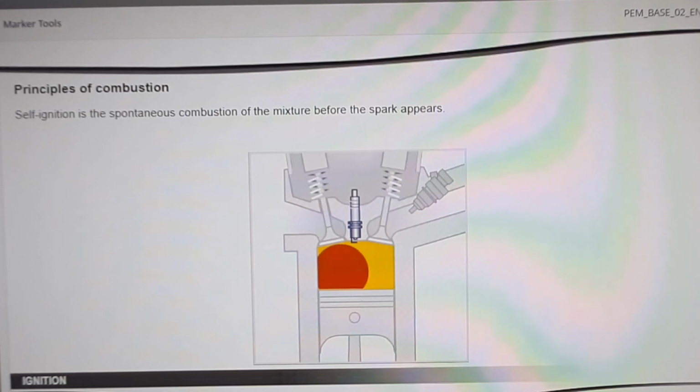Self-ignition is the spontaneous combustion of the mixture before the spark appears. Self-ignition is caused by excessive compression, which raises the temperature of the mixture above the spontaneous ignition threshold.